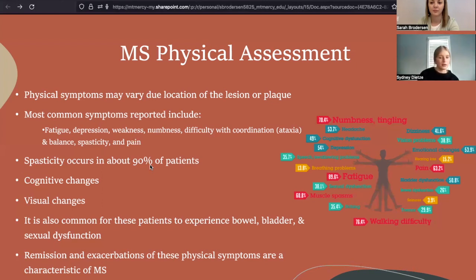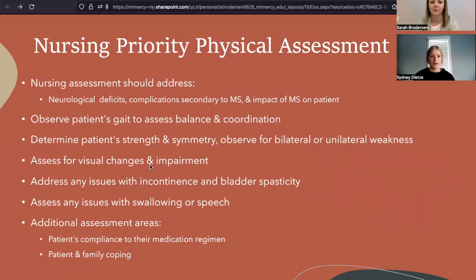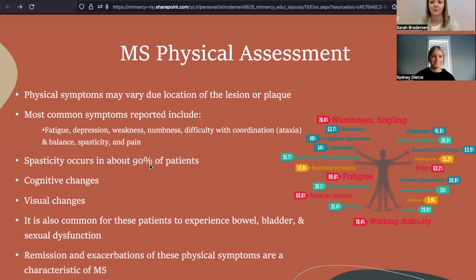And then remission and exacerbation of these physical symptoms are characteristic of MS. So these exacerbations can last several weeks to up to 3 months, and they occur about every 1 to 3 years. And this remission-exacerbation characteristic of MS occurs in about 85% of these patients.